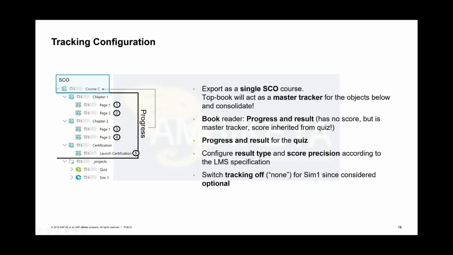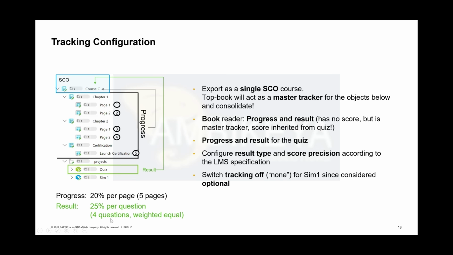This progress is forwarded to the master tracker. And so the master tracker takes this data, but this is the actual objects, so it's 20 per page if we see 5 pages as the threshold. The quiz is the result. This is where the result comes from. The result of the quiz is also forwarded to the SEO, and it's 4 questions, all are weighted equal. So each question answered right would be 25% of my score, of my result. And the simulation is totally ignored because it's not taken into consideration at all. Yeah? And that's a good example.